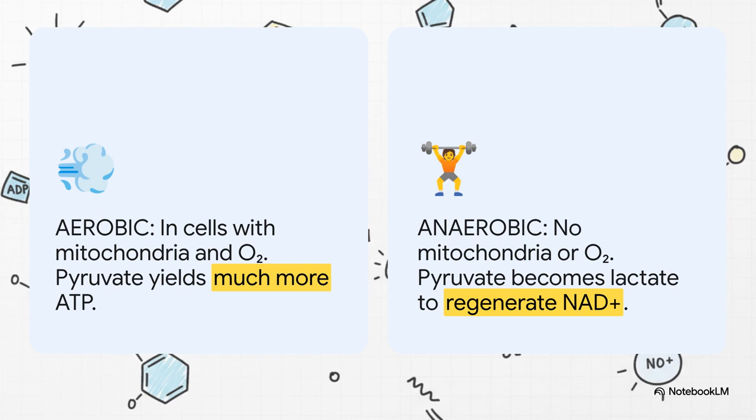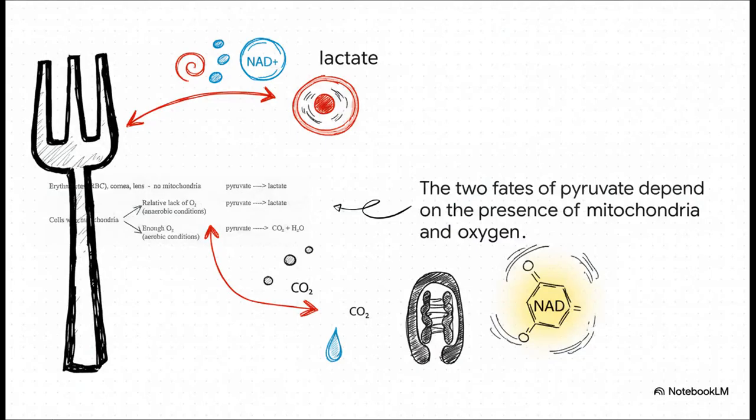If the cell has mitochondria and there's plenty of oxygen available, we call that aerobic conditions. Pyruvate's going to head down a path that will generate a massive amount of ATP. But if there's no oxygen, or maybe we're in a cell that doesn't even have mitochondria, like our red blood cells, well then it has to take the other path, the anaerobic one. And you can see that fork in the road right here.